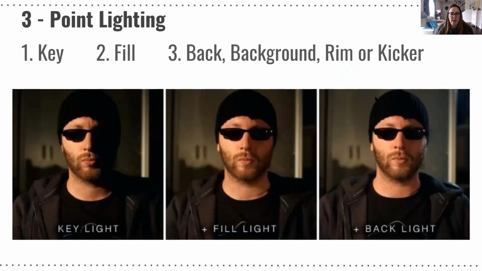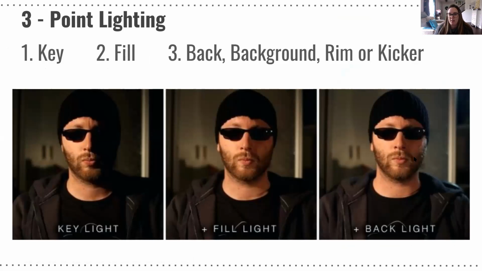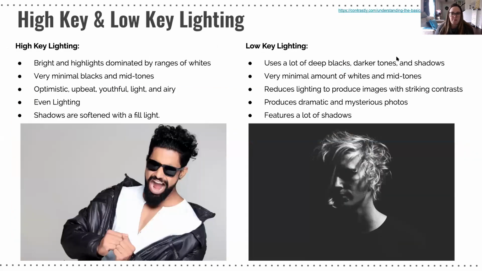This is what it looks like if I turn on each light individually. You can see the key light here, really strong, this only. Then we turn on the fill light, and then we turn on the backlight, one at a time. Also notice the backlight is also called background, rim, or, as I was taught in film school, the kicker light.